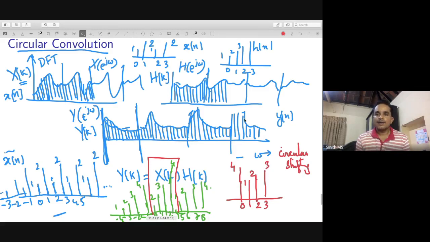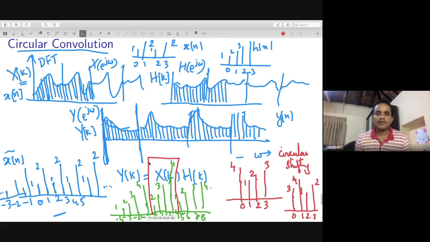Now, again, if you shift, you get a 3 here. So if the shift is by a factor of 2, you will get 3, 4, 1, 2. This 3 will come to this point. So 3, 4, then 1, 2, at 0, 1, 2, and 3. We are only concerned about this frame from 0 to 4. So this is what is known as circular shifting.